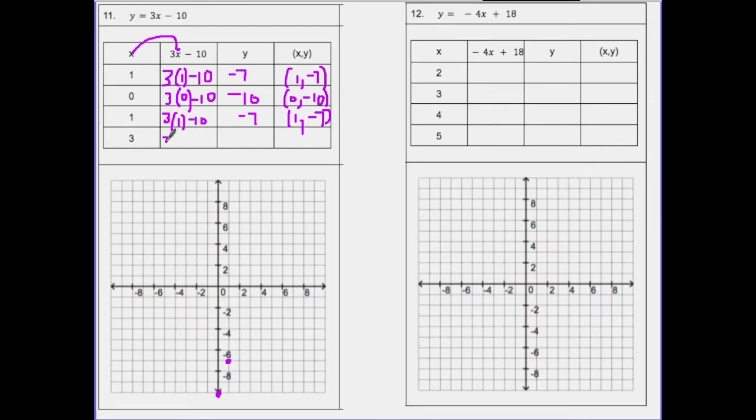All right, and last point here, 3. We put in 3 for x, minus 10. So 3 times 3 is 9. 9 minus 10 is -1. So our point here is 3, -1. All right, so where does that go? Start at the origin, over 3, up 1.